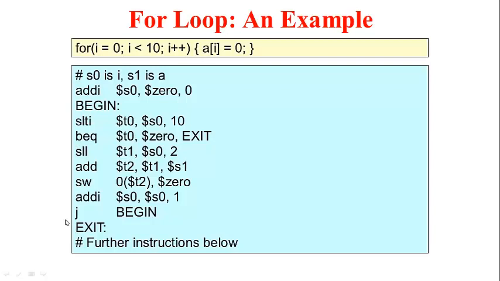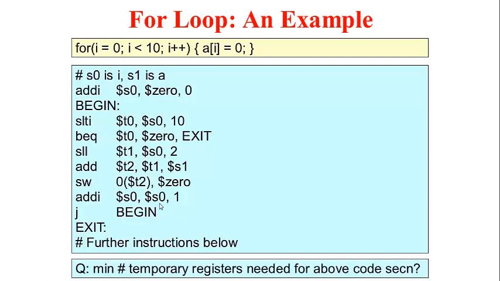I come over here, and these instructions correspond to the body of the for loop. Note that the body of the for loop ends with addition of 1 to I. A question for you to think about is, can you use a lesser number of temporary registers than what I have used here in my solution?